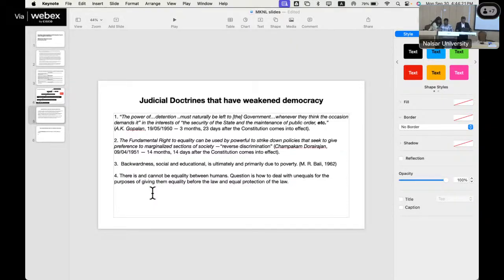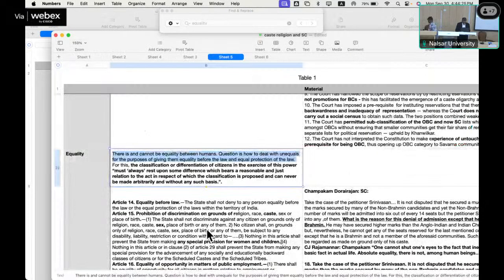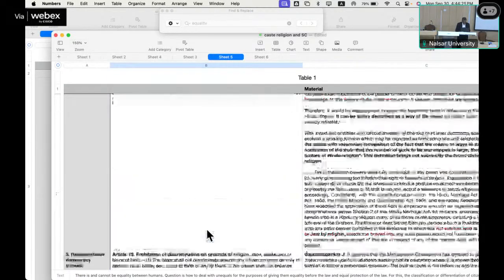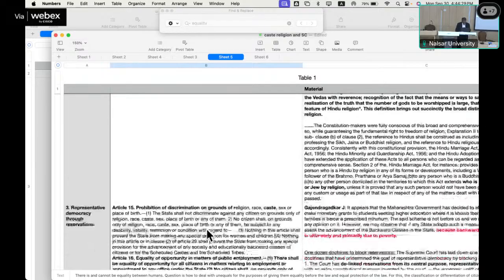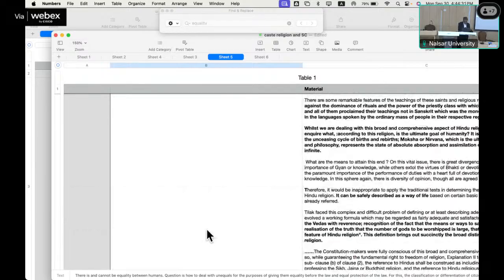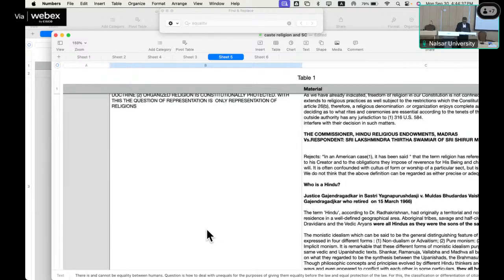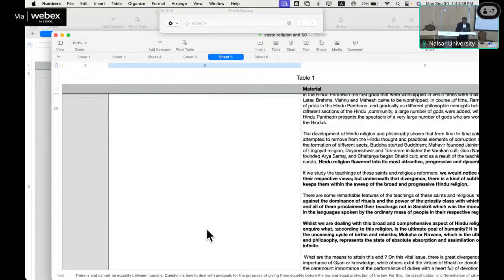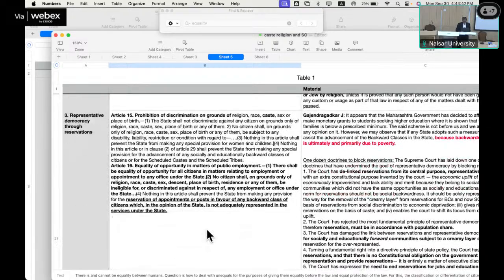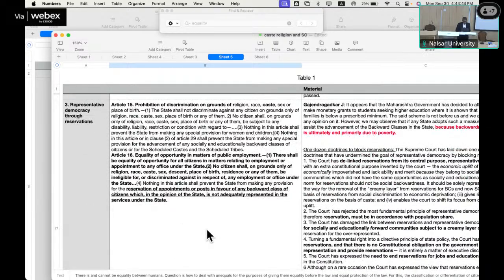So let me start with reservation. And in a sense, it's a good segue into equality, because reservation is connected to caste and religion and so on, and at the same time, it is also essentially a question of equality, as it has been debated in the courts.